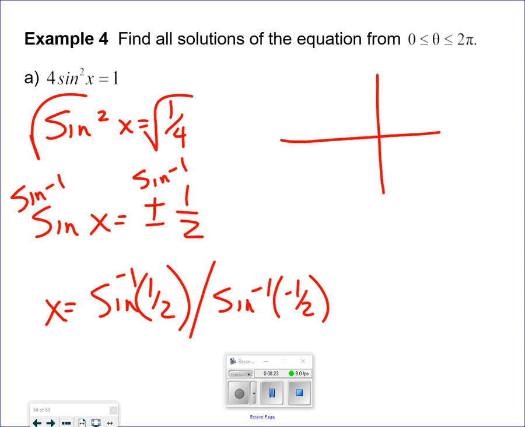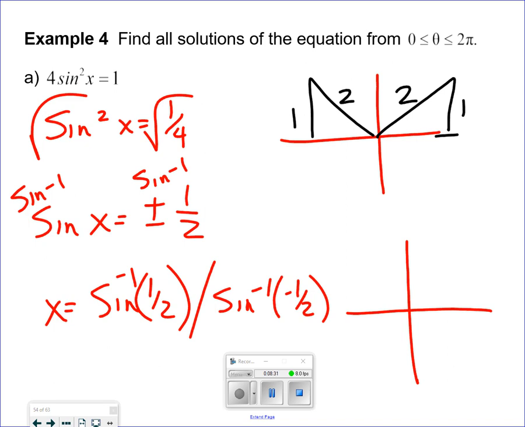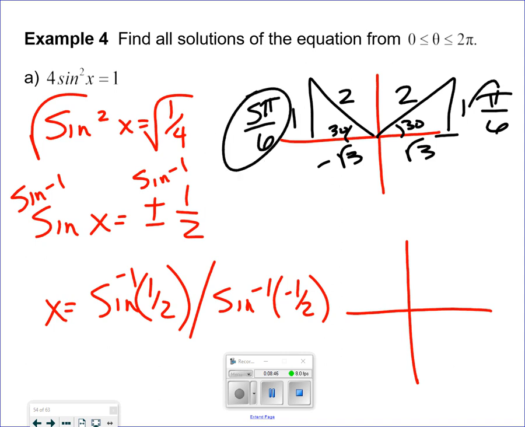All right, so I'm going to draw 2 pictures here. Probably make more sense. So I need an opposite and a hypotenuse. That's +1 and 2. Find the missing side. And the ratio, this would be a 30. From what we just talked about before, that makes a pi over 6 and a 5 pi over 6. So there's the 2 answers for +1/2.